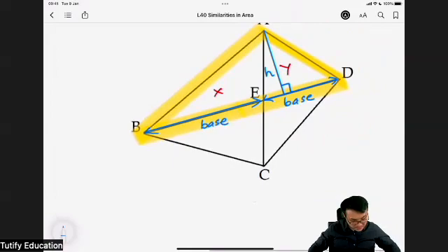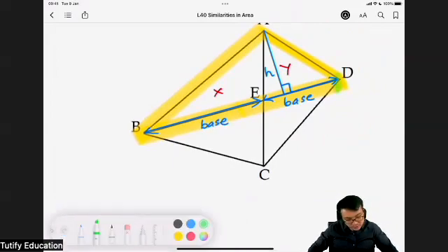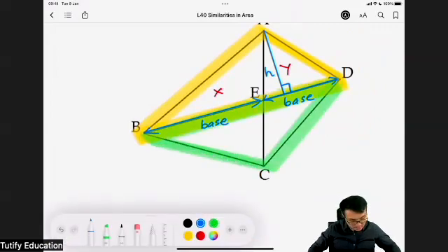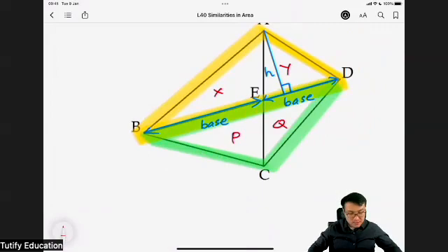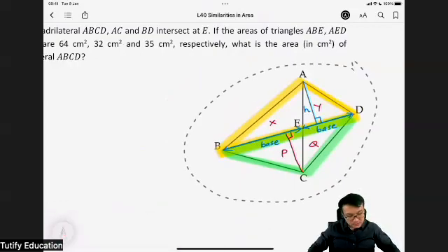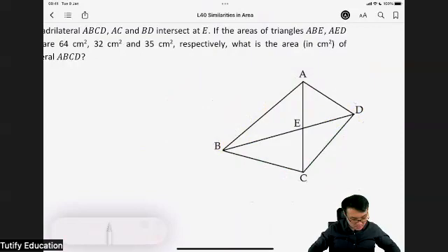The same thing applies to the green color triangles. You look at the two green triangles. Triangle P and triangle Q, they have the same 90-degree height. Okay? Triangle P and Q have the same height. And therefore, you can say that the ratio of the area is the same as the ratio of the base. So I'm going to use this concept to solve this question.